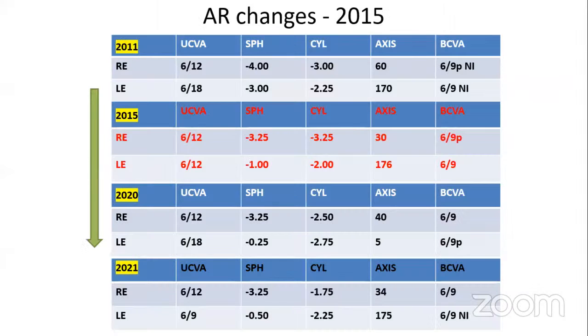So in the next visit, when we looked at the AR values and the visual acuity, we found that there is slight flattening in the left eye. So we decided not to cross-link the patient again, and we wanted to see in the next follow-ups and call the patient after 6 months. But again, the patient didn't turn up, and he came straight to us in 2020.